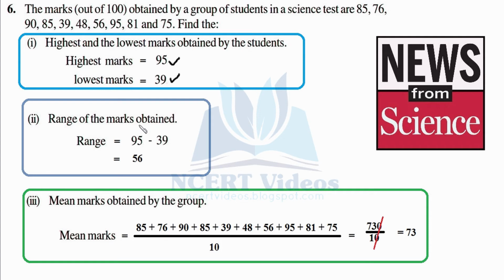Now range of the marks obtained, range is again highest minus lowest. Well, we have found both. 95 minus 39 gives you 56.